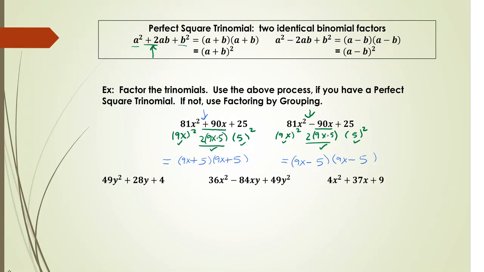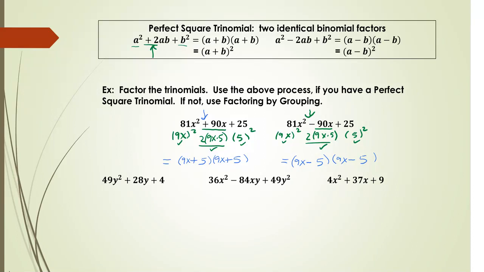So this is much faster than factoring by grouping, because with factoring by grouping, you would have to say 81 times 25, and you would have to get the factor pair that added to 90. Those are very big numbers, so it would take a long time to factor by grouping. Sometimes you have to factor by grouping if you don't have the perfect square trinomial, but in this case, we don't have to. So we're going to go ahead and use this shortcut, which we're glad to have.